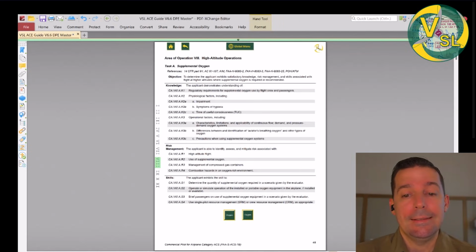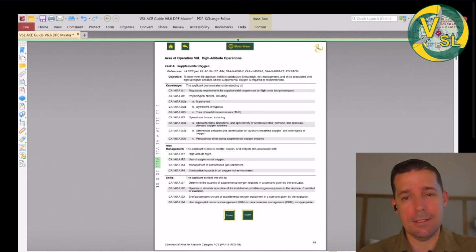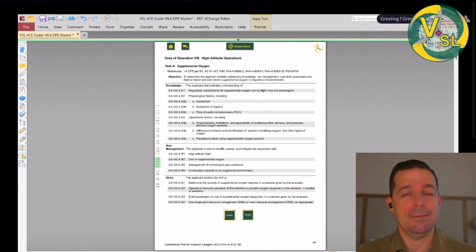Skill 2 is open or operate or simulate operation of installed or portable oxygen equipment in the airplane, if installed or available. So that's pretty important because it says if installed or available. So most of the time I'm not giving a commercial check ride in an aircraft that has an installed or available oxygen system. So we don't really accomplish skill 2.